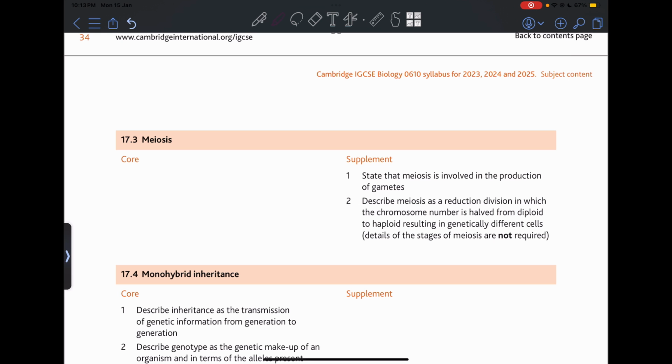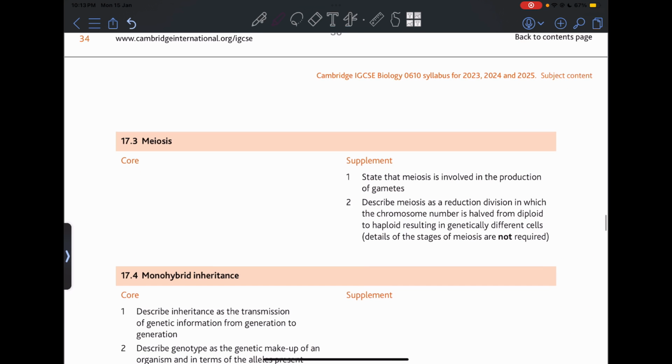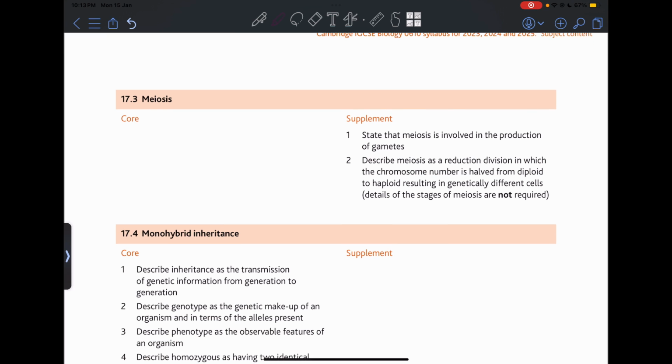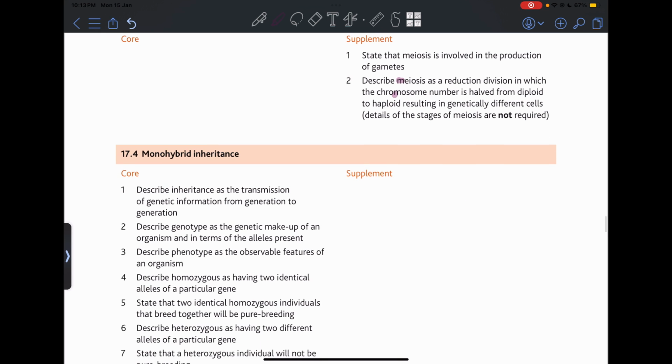State that meiosis is involved in the production of gametes. So mitosis is only for diploid cells, and meiosis is different. It is for the production of gametes. It is for the division of gametes. Meiosis is a reduction division in which the chromosome number is halved from diploid to haploid, resulting in genetically different cells. So this is also a definition you have to know about.